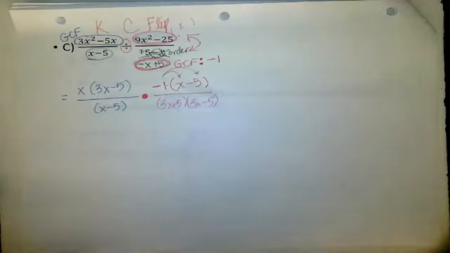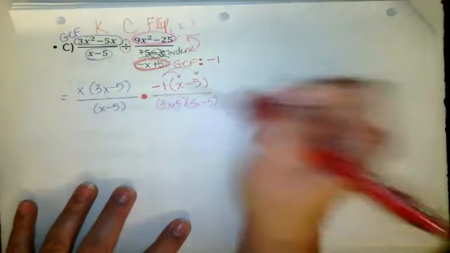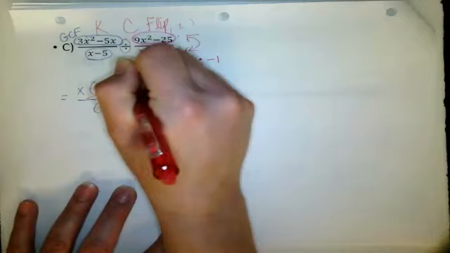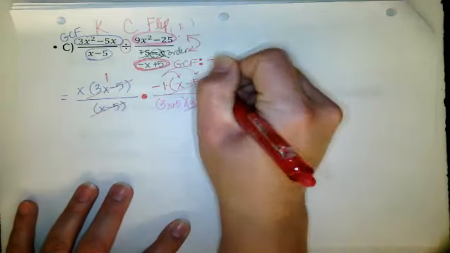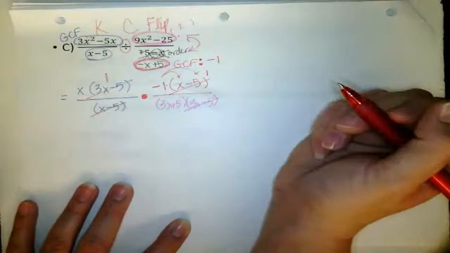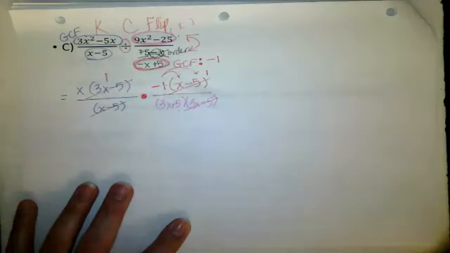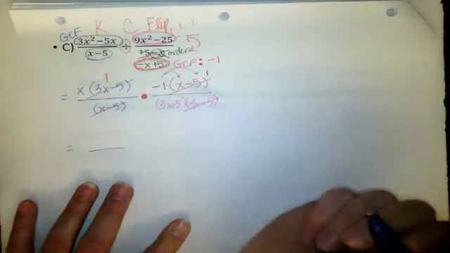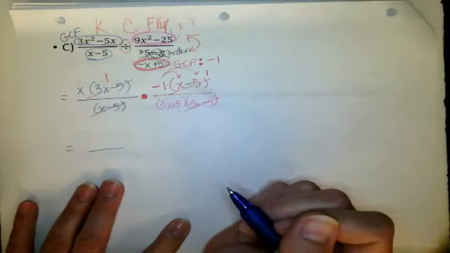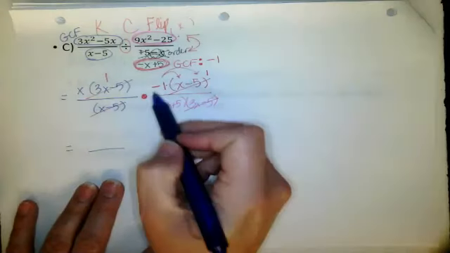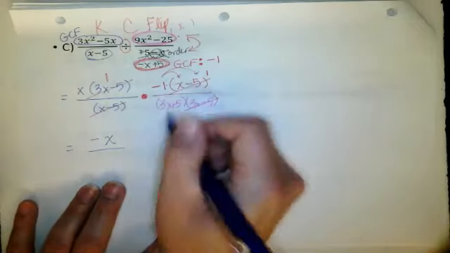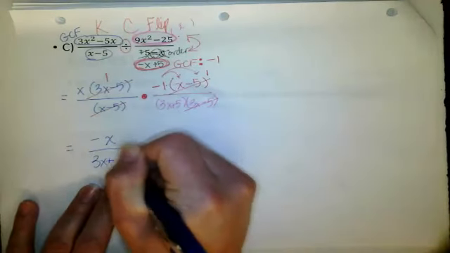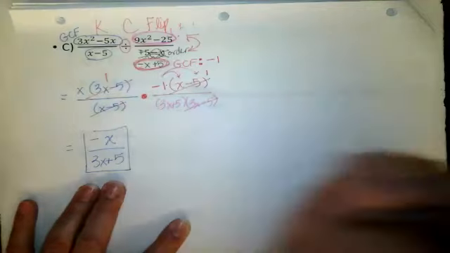So we can reduce some stuff here. 3x minus 5 goes into 3x minus 5 one time. X minus 5 and x minus 5 goes into itself one time. What am I left with in my numerator? Negative 1x, or negative x, and in my denominator, 3x plus 5.